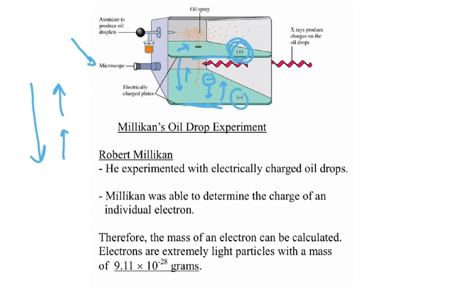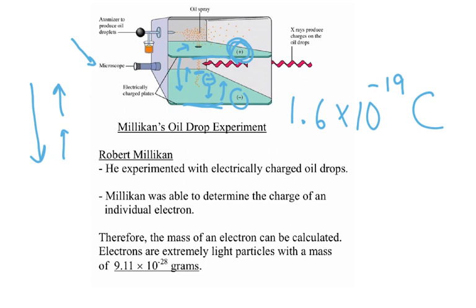So what he did was he adjusted the voltage to find a balance where the droplets were suspended in midair, right in the middle. And once that happened, he was able to perform some calculations to figure out the individual charge of an electron, which was what Thomson was trying to do. Now, the purpose of the oil drop experiment is to find the charge of an individual electron. He found that it was 1.6 times 10 to the negative 19 coulombs. That is the charge of an individual electron.